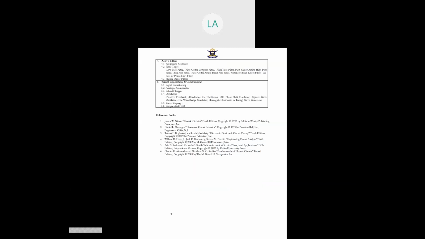So when we move on, we'll be moving on to Unit 4, which is active filters. We'll look at frequency response, and then we'll be looking at filter types: low pass filter, first order low pass, high pass, first order, active high pass filters. We'll look at band pass filters as well as first order, and then we'll also look at notch and band reject filters. And then we'll also look at all pass or phase shift filters. And then we would end with high order filters as well.